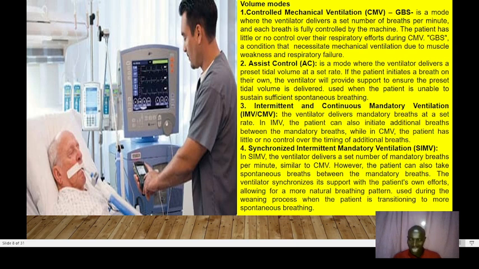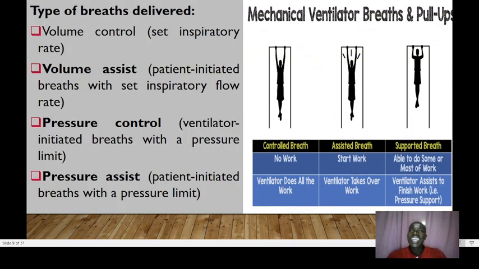So in weaning, which volume mode do we use? This is SIMV. All right. Next, we have the different types of breaths delivered.